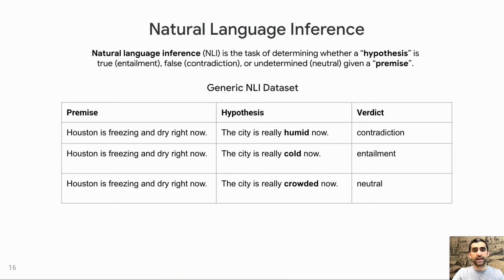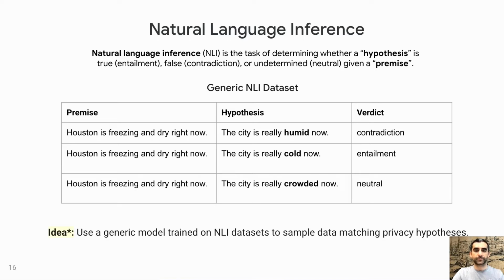If my hypothesis is that the city is really humid now, there is a contradiction. If my hypothesis is that it's cold, then that's true. We say there's entailment. If my hypothesis is that it's crowded, then the verdict is neutral. There is nothing proving either way. Our idea is to use a generic model trained on analyzed datasets to sample data matching privacy hypotheses.